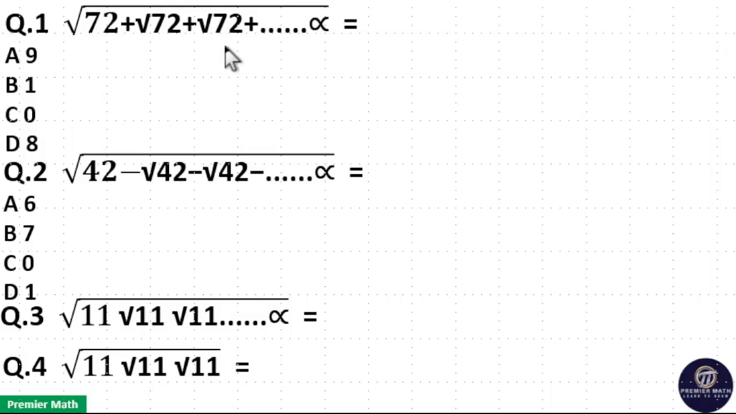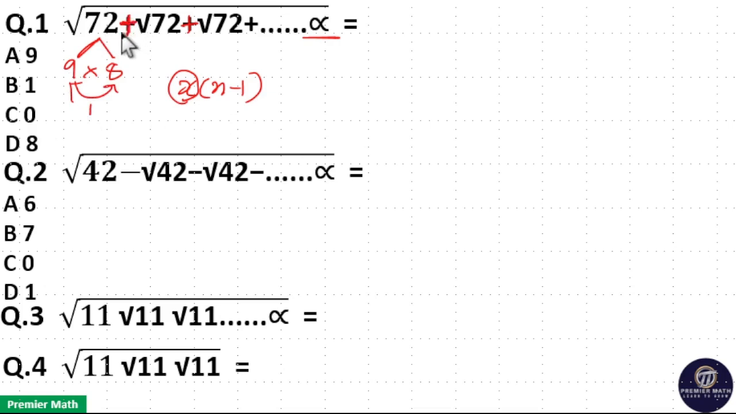Root 72 plus root 72 up to infinity. Whenever you have this kind of problem, just check whether the number can be factorized into x and x minus 1. And check whether you have a positive or negative sign between the numbers. Here you have a positive sign, then take the number as x x minus 1. That is, here 72 I can factorize into 9 into 8, and the difference between 9 and 8 is 1, which means I can factorize 72 into x into x minus 1.